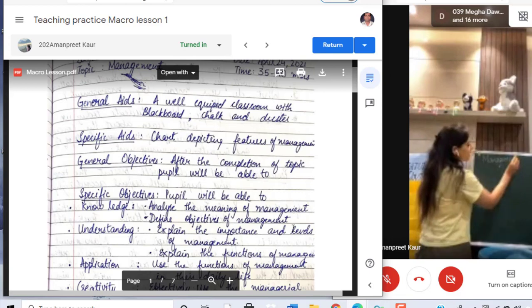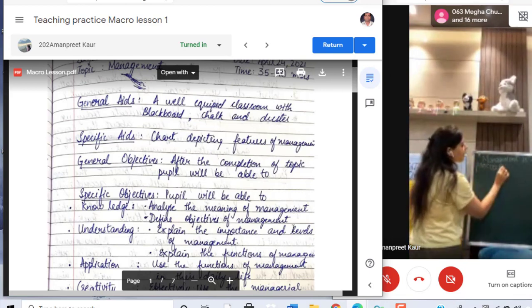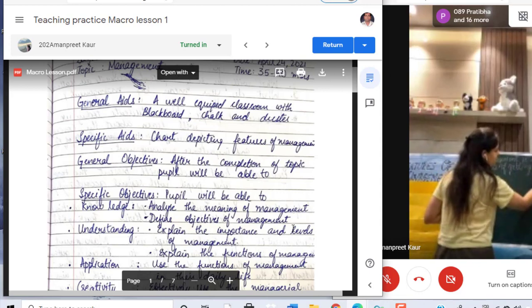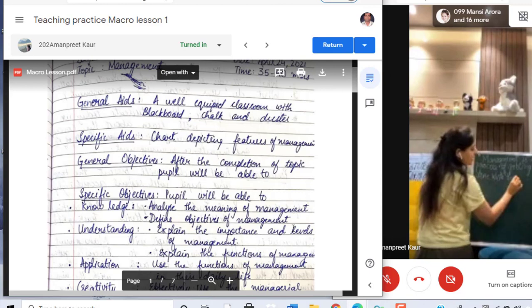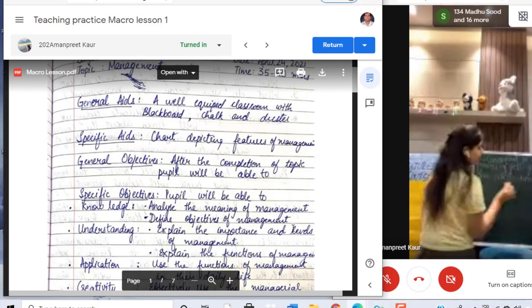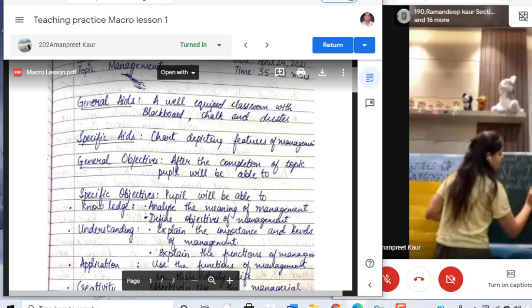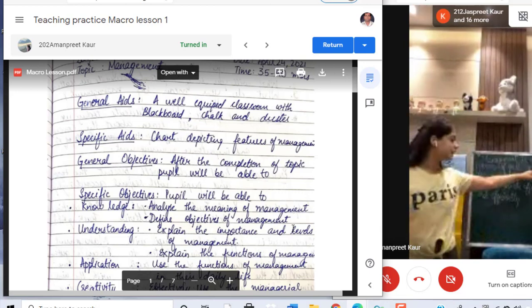So what is management? Management is a process of getting things done with the aim of achieving goals effectively and efficiently. Students, write this meaning in your notebook.